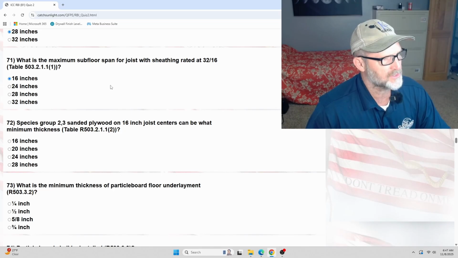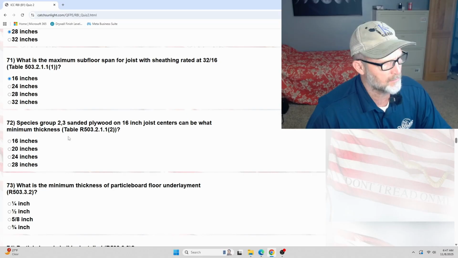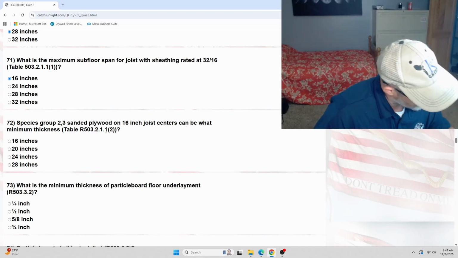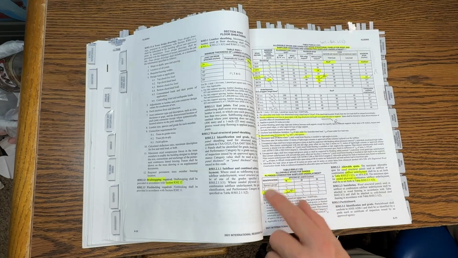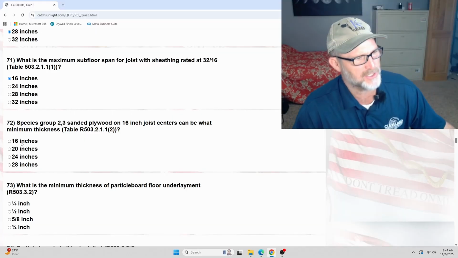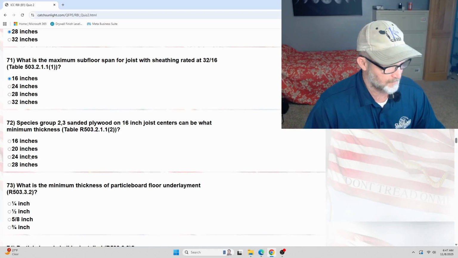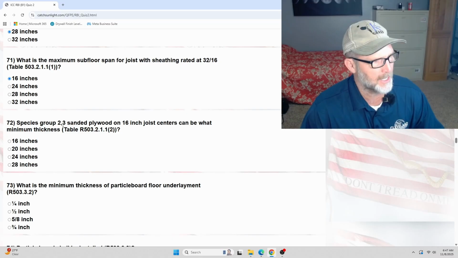All right, 72. Species group 2, 3 sanded plywood on 16-inch joist centers can be what minimum thickness? So let's look at table R503.2.1.1 parenthesis 2 down here. And what you have are 16-inch joist centers. So spacing of joists, the identification set column shows 2-3, and you are allowed 5/8. Excuse me, hold on a sec. Oh, this should be 5/8. Okay, yeah, my mistake. When I put down the answers, I think I copied it somewhere else. So there's obviously a problem there. I probably won't fix it, but just keep in mind the answer is 5/8.